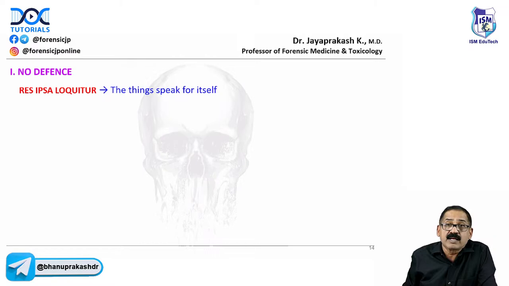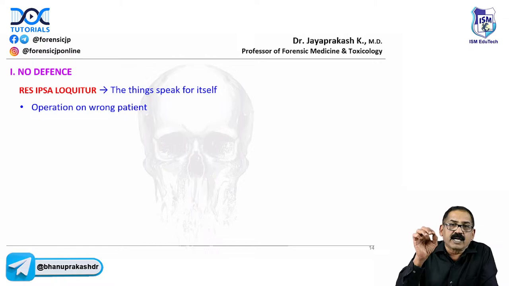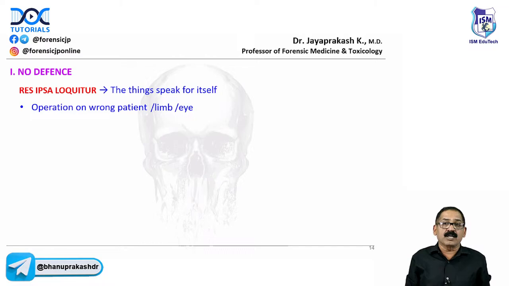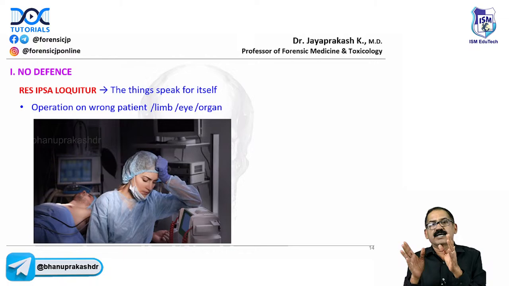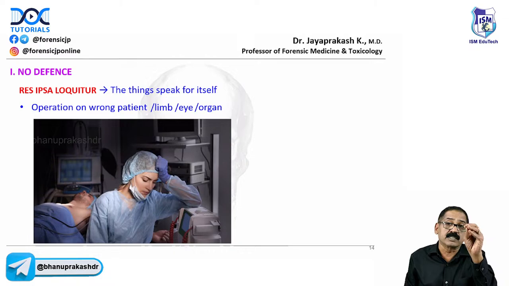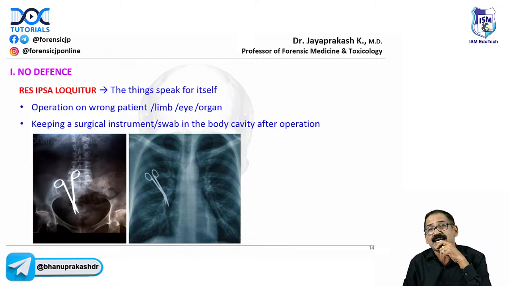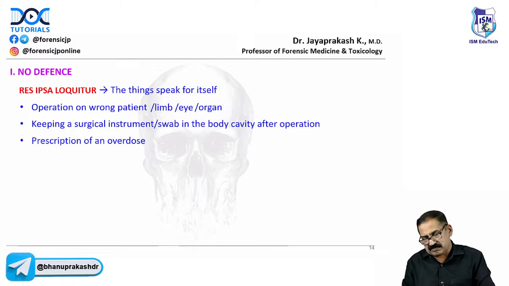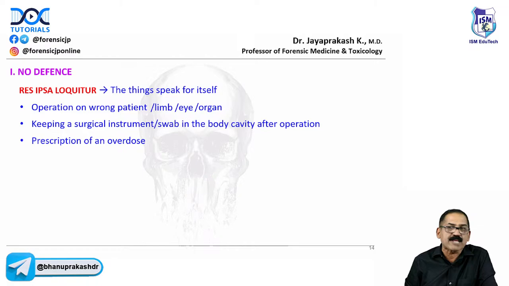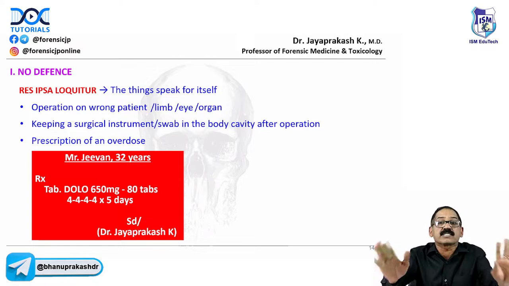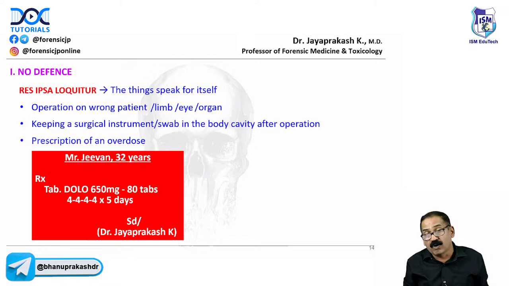Now, operation on a wrong patient, operation on a wrong limb, operation on a wrong organ, operation on a wrong eye. Instead of the right eye, the ophthalmologist operated on the left eye. What defense can he get? No defense. Keeping a surgical instrument or gauze or swab in your abdominal or thoracic cavity after laparotomy or thoracotomy. Prescription of an overdose. A patient comes to me with fever, I give tab Dolo 600 mg, 4-4-4-4 for 4 days. After one day, he comes with hematemesis and collapses in my clinic and dies. All these are examples of res ipsa loquitur.